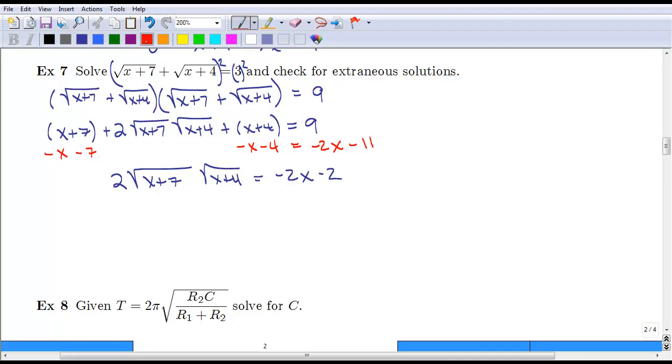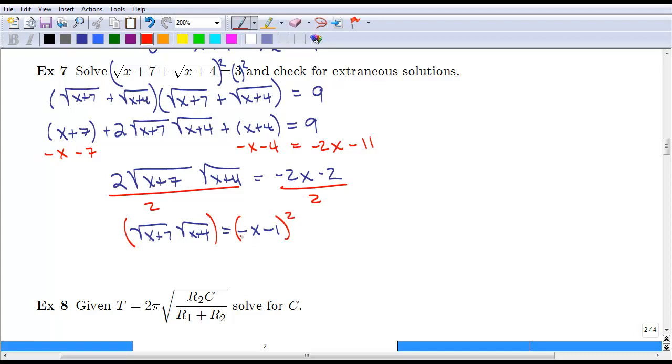Again, we have to go through the same process, so this is one where we have to repeat the process because we still have a square root involved. We could divide here by 2, which would probably be a good idea to get rid of that coefficient. When we divide by 2, we are then just left with the square root of x plus 7 times the square root of x plus 4 is equal to -x minus 1, because each one of those would be divided by 2. And now we would square both sides again.